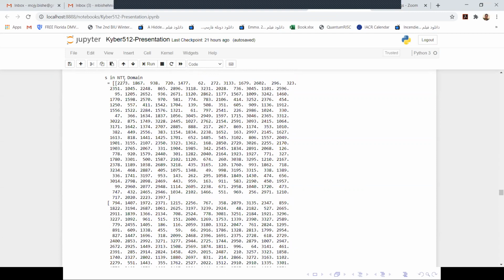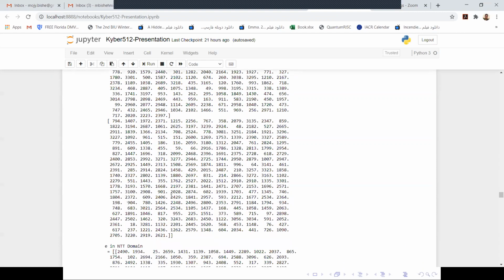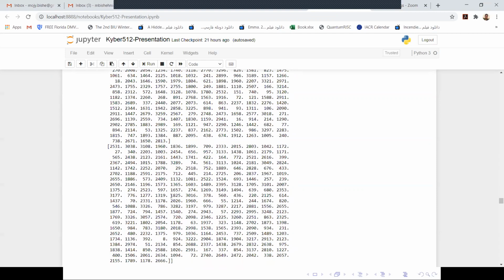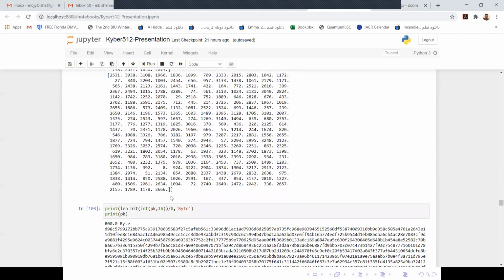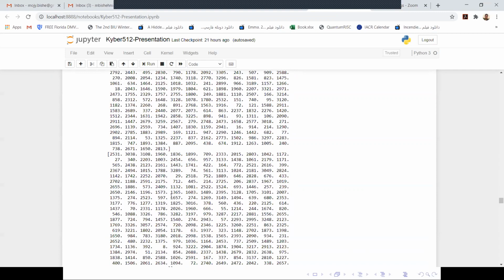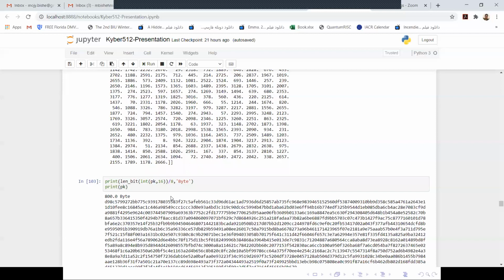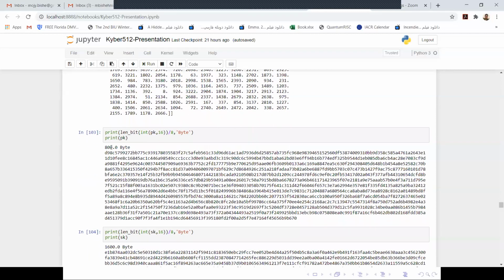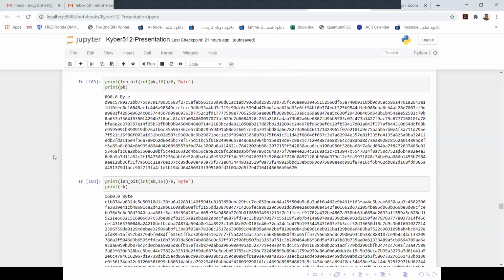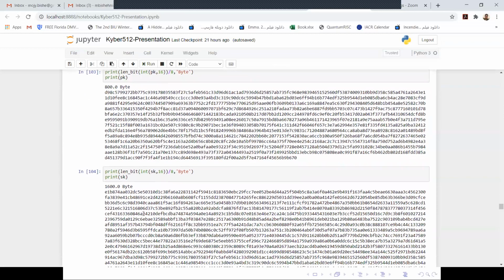I should mention that the dimension of S is a vector of 2 by 256 elements. E has the same dimension. Then, using the key generation function, she can compute the public key, which has 800 bytes, and the secret key, which has 1,600 bytes.